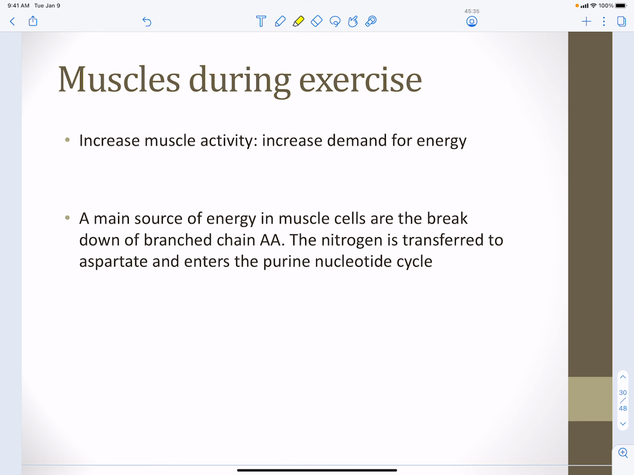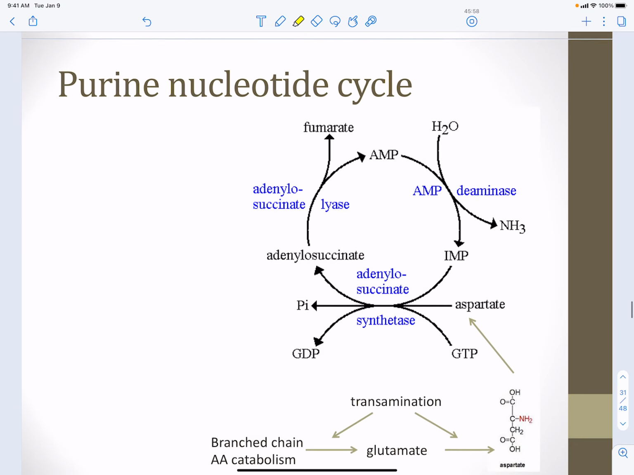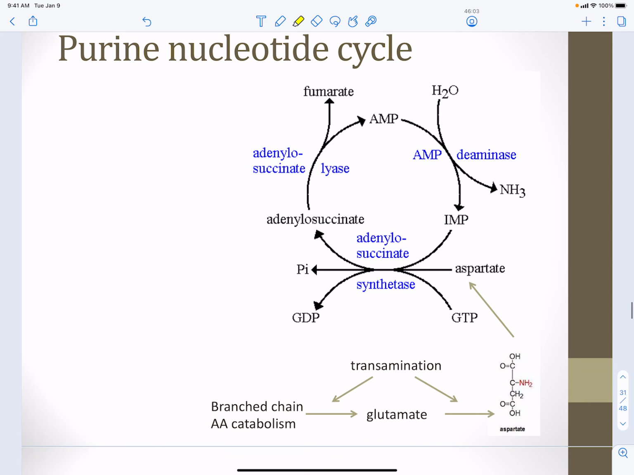Now, muscles, of course, when you're increasing the demand for energy, a main source of energy in muscles is to break down your branched-chain amino acids. The nitrogen that gets transferred to aspartate in this will enter the purine nucleotide cycle, because remember, aspartate was donating nitrogens in this cycle in a few spots. So in the muscles, you have AMP deaminase, shown here, and this is called in the muscles myoadenylate deaminase.